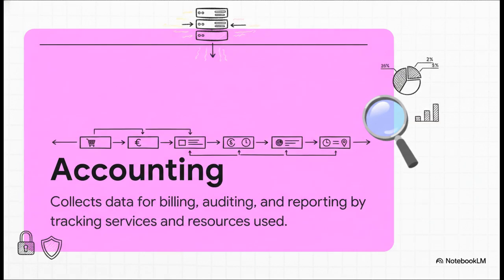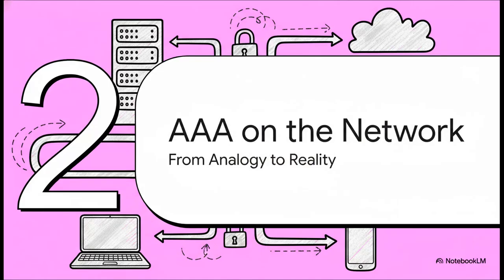And the final A is accounting. This is just like your transaction history, that detailed log of what you bought, where, and when. In network terms, this means tracking what resources you used and for how long. And this is absolutely crucial for security, for auditing, and yeah, sometimes even for billing. Okay, so the analogy makes sense, right? Credit card, network, got it. But how do these concepts actually work on a real computer network? Let's shift from that analogy to reality and see how this all comes together to build a functional security system.